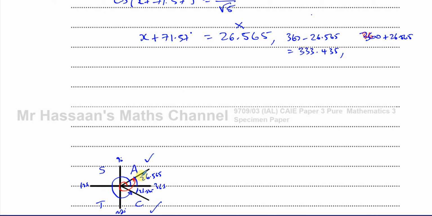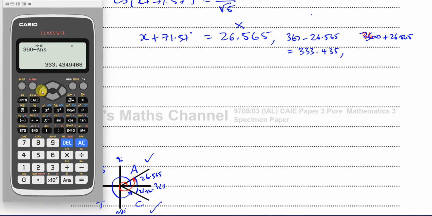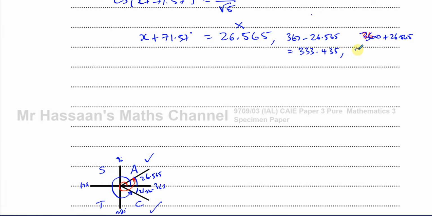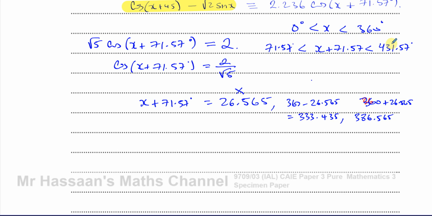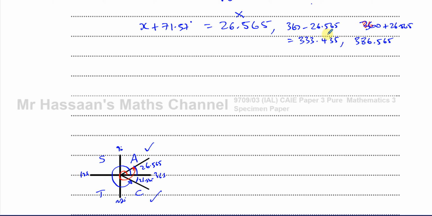Is that in our range? So 360 plus that answer gives us 386.565. Is that in our range? Yes, it is. Okay, so these two angles are in our range. Now are there other angles in our range? Well, the other angles will be basically 360 more than this, which is out of the range, and 360 more than this, which of course is outside of the range. So these are the only two angles in our range.